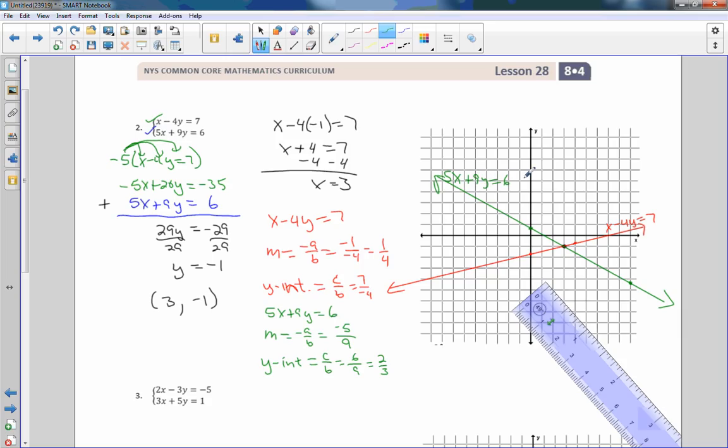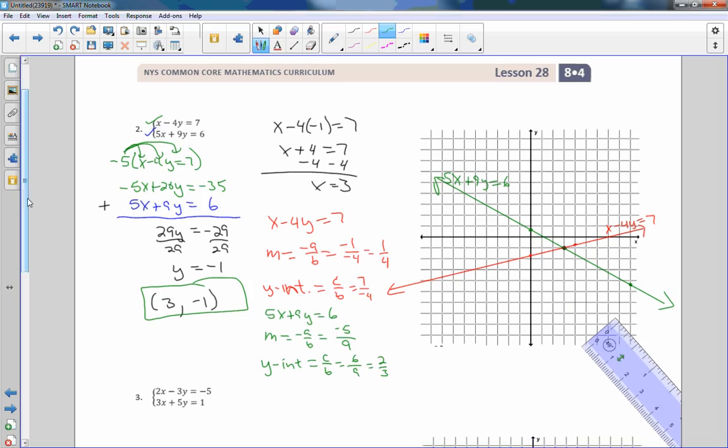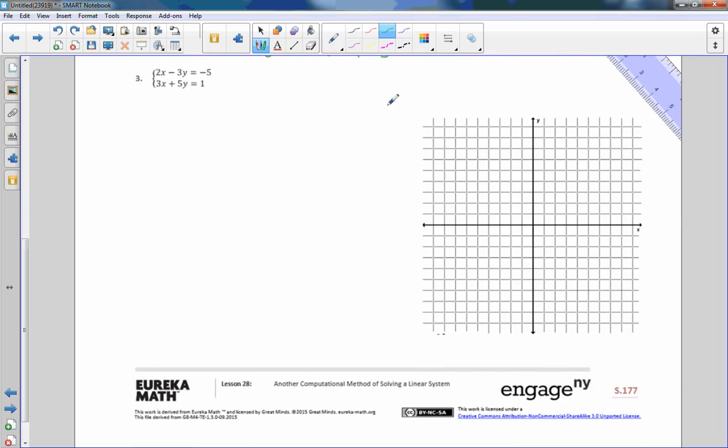Do the same with this one. Now I'm going to multiply it by this coefficient because I want to get a common multiple of 6. So multiply 3x plus 5y equals 1 by 2. And distribute and get 6x, distribute and get 10y, distribute and get 2.